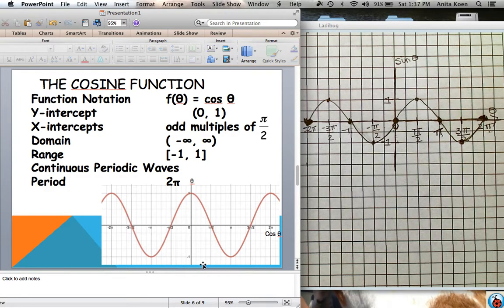The range for this function, like the sine function, is from negative 1 to positive 1, inclusive. And again, this function is comprised of continuous periodic waves, which means that it's going to repeat itself every 2 pi radians. You can see here that at negative 2 pi, we're up at 1. We come down to negative 1, up, back to 1. Then it repeats itself, down to pi over 2 at 0, down to negative 1 at pi, 3 pi over 2, 0, and back to 1 at 2 pi.